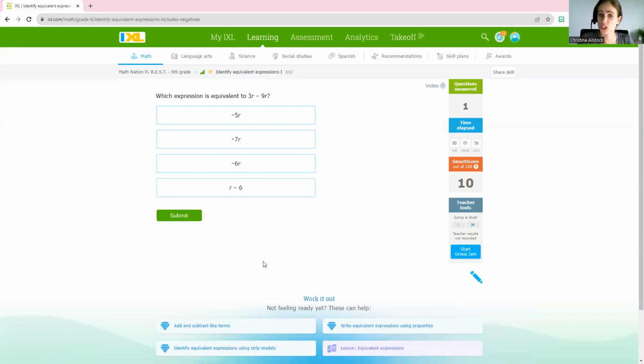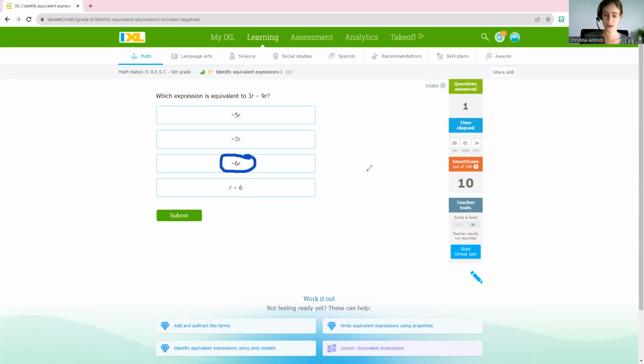All right, we want to know which expression is equivalent to 3r minus 9r. Once again, I don't see any parentheses that would require me to use the distributive property, but I do have like terms. The 3 and the 9 both have the variable r, so I can combine them. I need to follow the sign, 3r minus 9r. So we're taking away more than we started with, and that means our answer is going to be negative. That would lead us to have negative 6r.